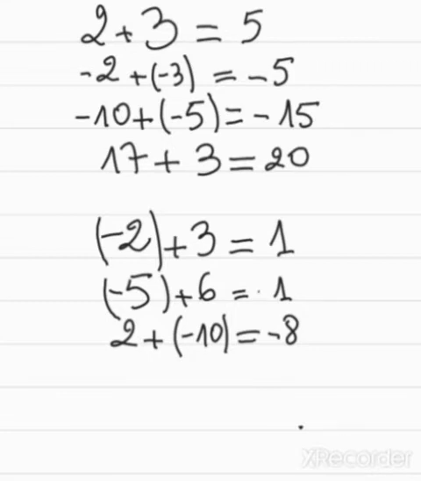Let's take another example. Negative 7 plus 3. We keep the sign of negative 7 because it's the farthest from 0, or it has the largest absolute value. So we keep the negative sign, and the difference between the two absolute values is 4.